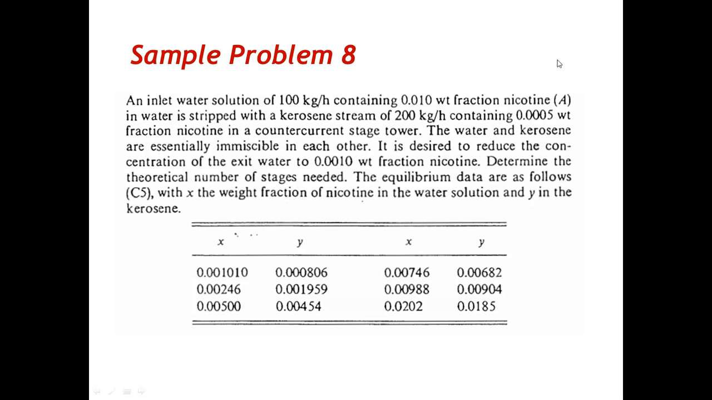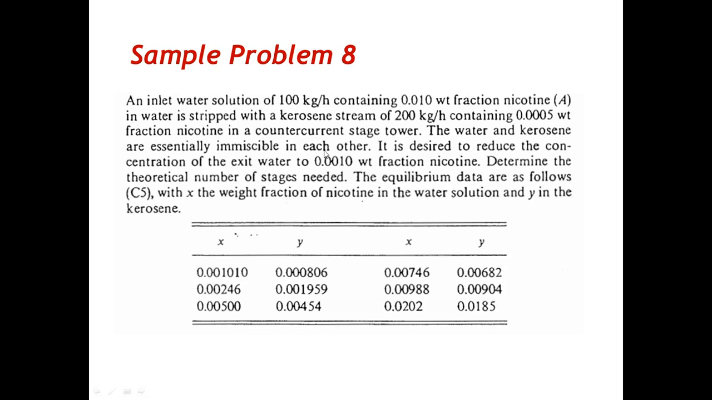Now, the water and kerosene are essentially immiscible in each other, and as such, it gives us assurance that the product streams will also be immiscible. It is desired to reduce the concentration of the exit water to 0.0010 weight fraction nicotine. Now, determine the theoretical number of stages needed using the equilibrium data below, which gives us the fraction of nicotine in water solution in X and that in Y.